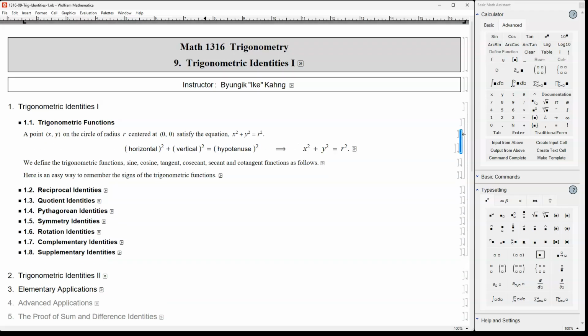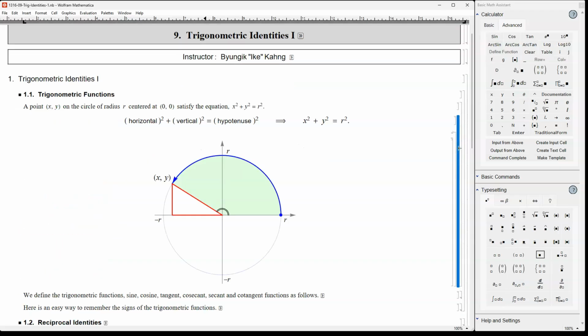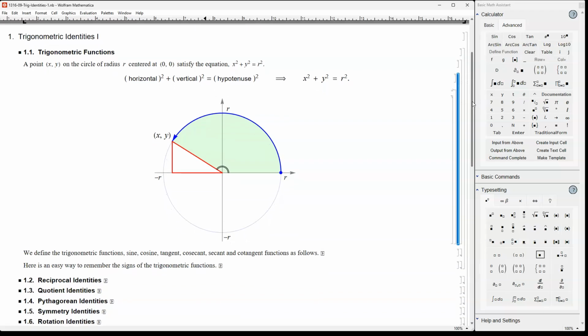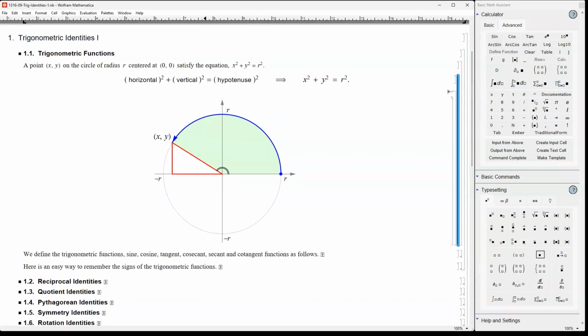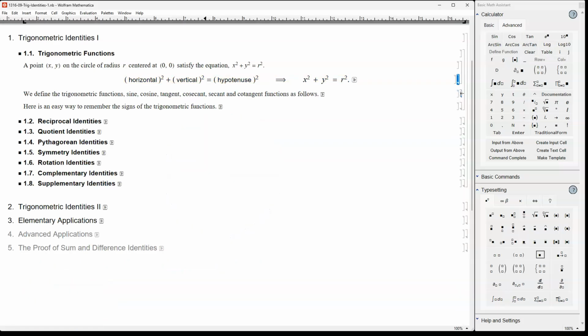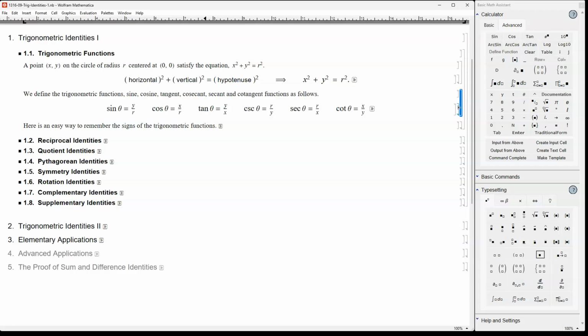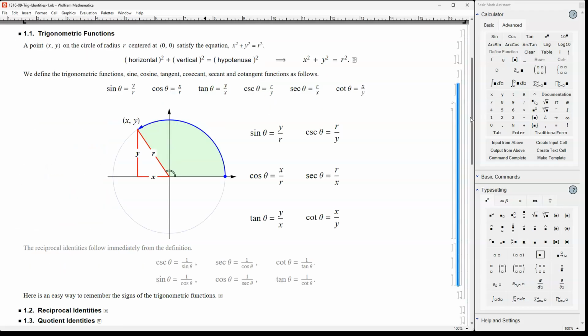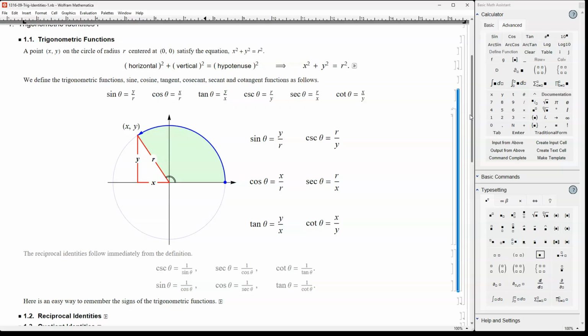Remember the trigonometric functions? Well, okay, we just took the midterm exam, so everybody must remember everything, right? So we begin with a circle of radius r centered at the origin. Consequently, we have this Pythagorean identity, x squared plus y squared equals r squared. And from here, we can consider these 6 ratios, which we define as the trigonometric functions.